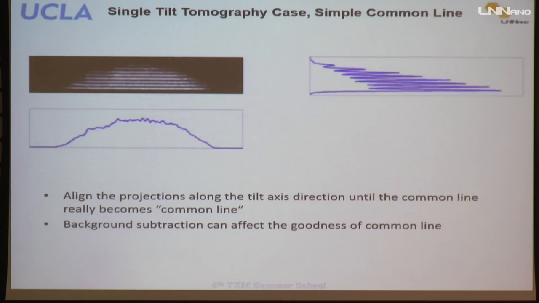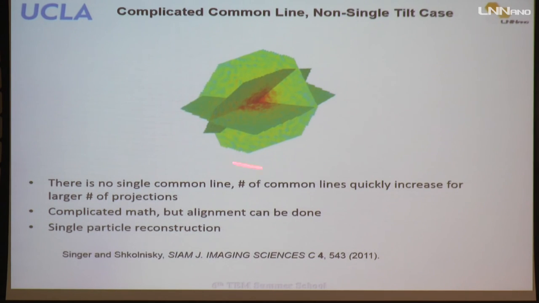And so this is the single tilt axis case, just rotating along one axis. But in some complicated cases, like if you have more than one tilt axis, then the projections will be like this. One projection like this, one like this, one like this. In this case, there is no single common line. There are many more; the number of common lines will increase. And actually this alignment is also possible. The math is very complicated, but alignment can be done.